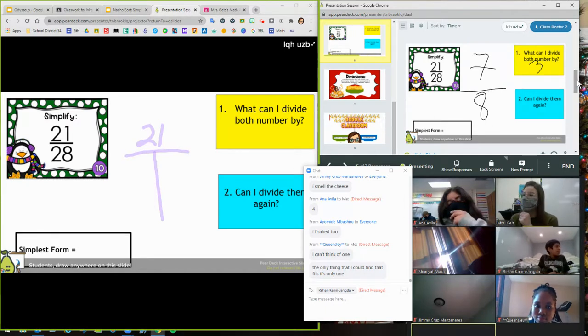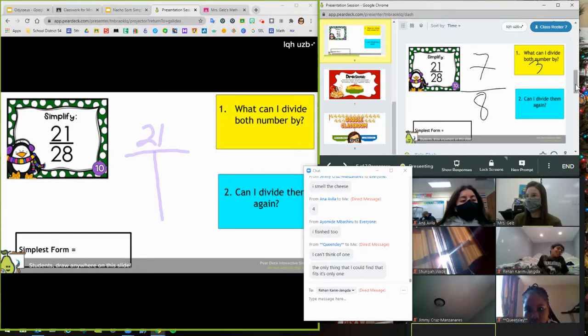Think about your denominator, Kelp. Does that work? 28 divided by 3, is that 8? Think about your 8's facts. Doesn't it go 8, 16, 24? Right? So I'm thinking we want a different number other than 3. What else could it be? Think about your multiples of 21. What are the different ways we can multiply to get 21?